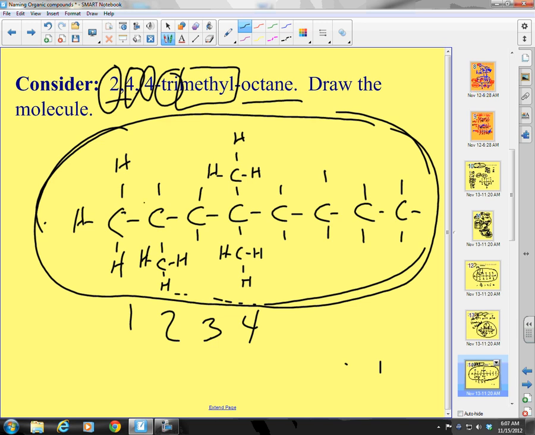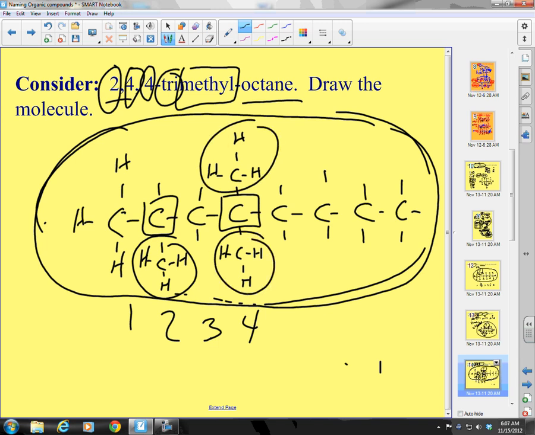Okay, so if you numbered from left to right, it would look something like this. 1, here's my 2 carbon. There's a methyl group on my 2 carbon. 3, here's my 4 carbon. 2 methyls on it. It would be what? 2,4,4 trimethyl octane.